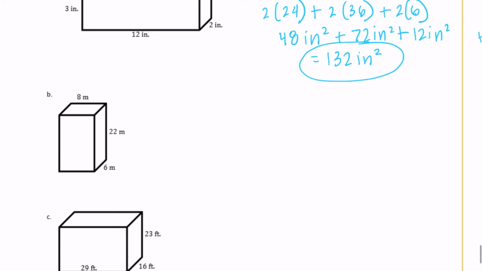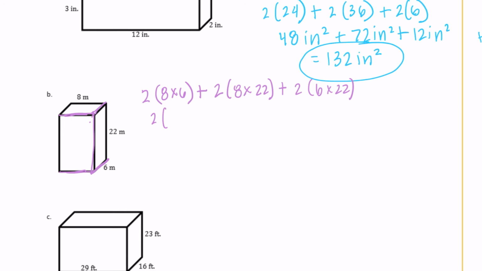Okay, B. So let's do the front faces first, front and back. So two groups of length times width, or do the top and bottom bases. Length times width is 8 by 6, plus two groups, let's do the front. Length times height is 8 times 22, plus two groups of width times height, 6 by 22.